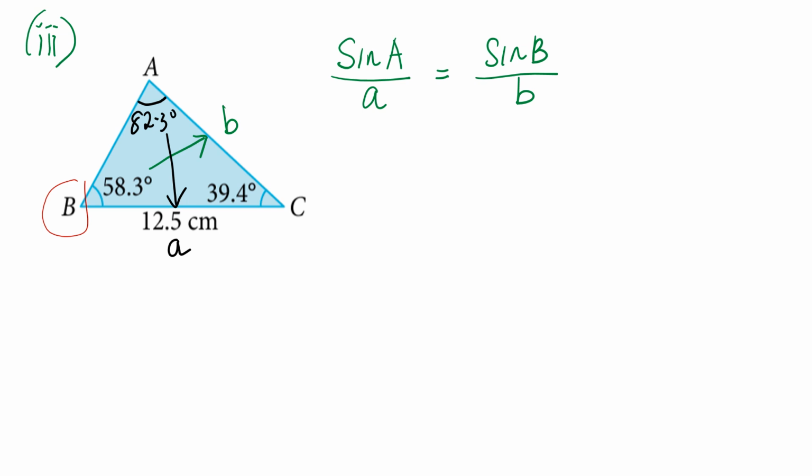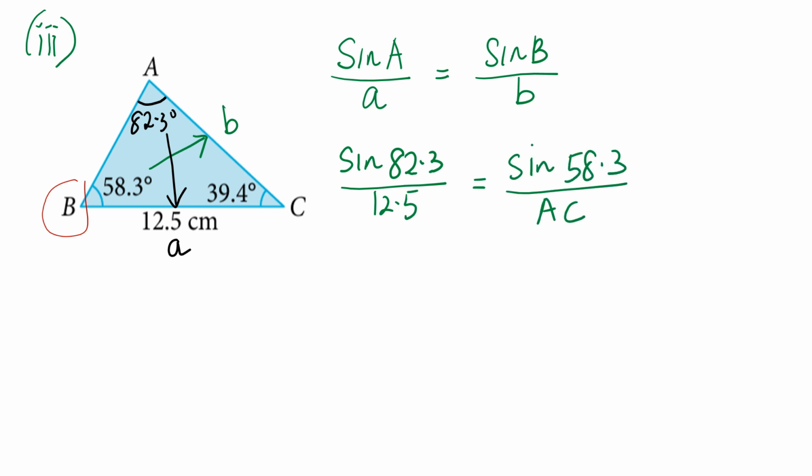So now let's substitute angle A to be 82.3 and the side a to be 12.5, angle B to be 58.3, and b to be the side AC. I just realized that there's no point doing extra steps, so you just substitute the lowercase b with the actual side that we are finding. That will save you the energy of having to write the last statement for AC equals so on. So we're going to use the shortcut, which is just cross multiply.